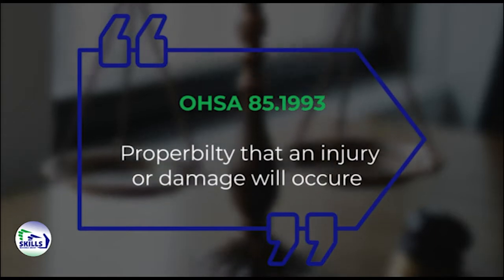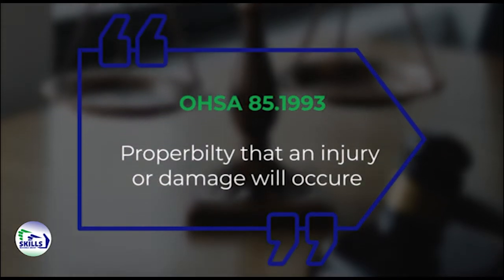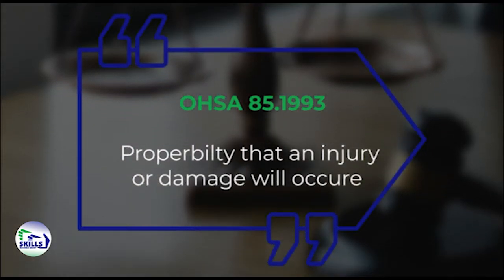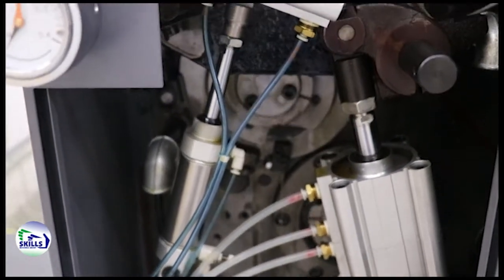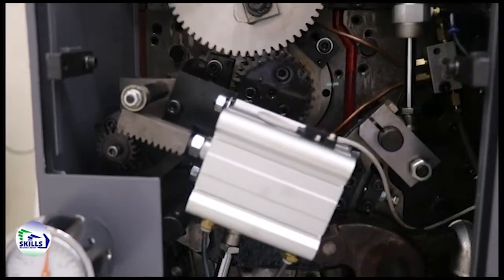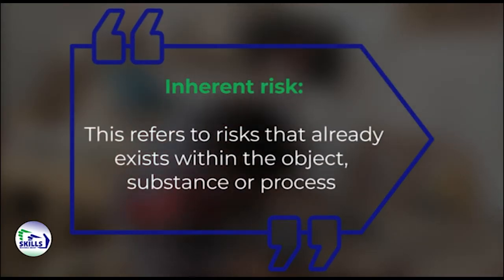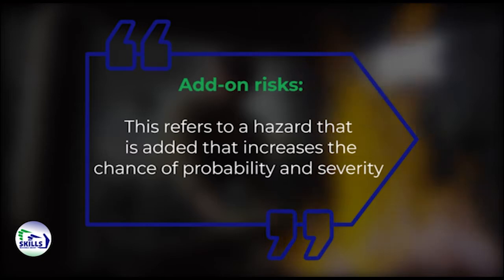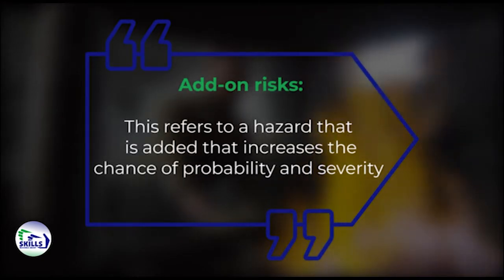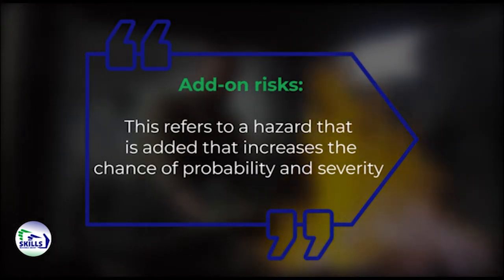85 of 1993 defines risk as the probability that injury or damage will occur. Various types of risks can be identified. These are inherent risk. This refers to risks that already exist within the object, substance, or process. Add-on risks. This refers to a hazard that is added that increases the chance of probability and severity.